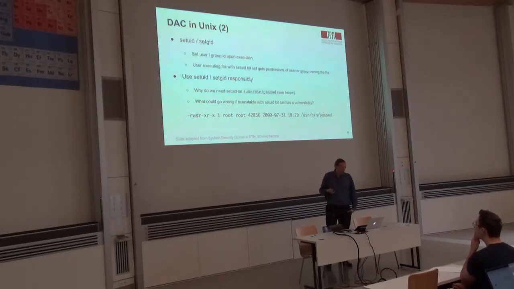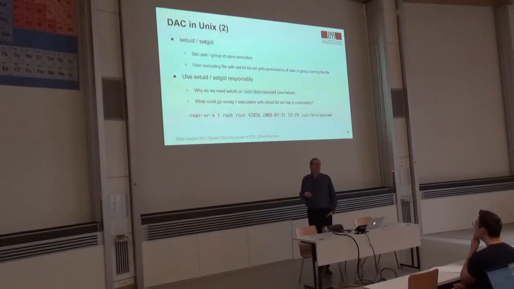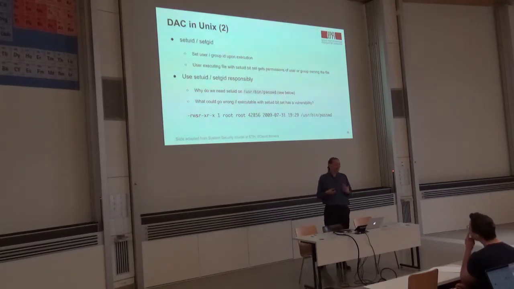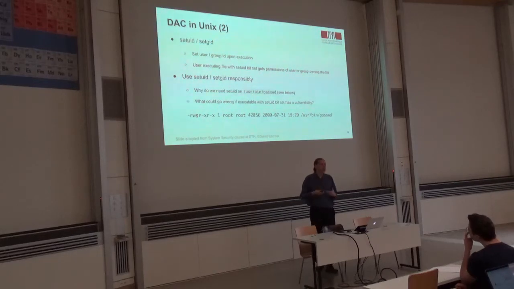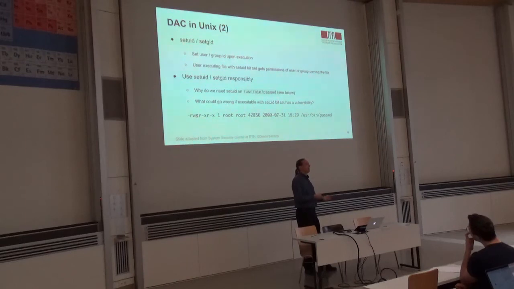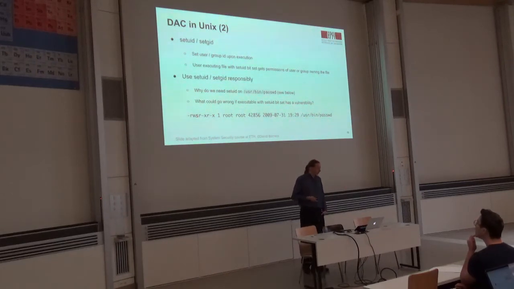For example, the set UID, set GID bit, which allows you to mark a file that says, anybody who runs this particular program. Anybody can run the program, but then the program will get elevated privilege and will run as root, or will run as a particular user rather than as the user who calls it.